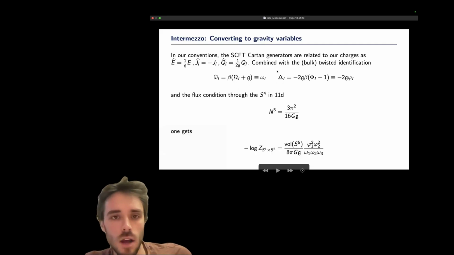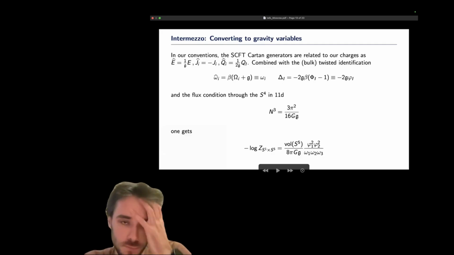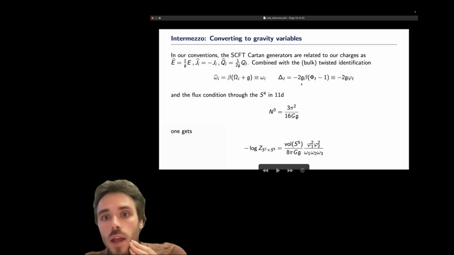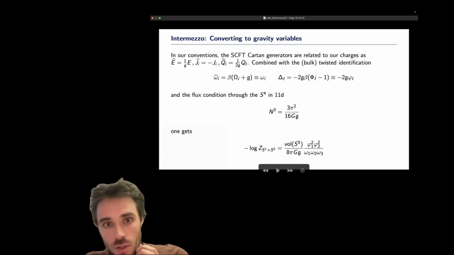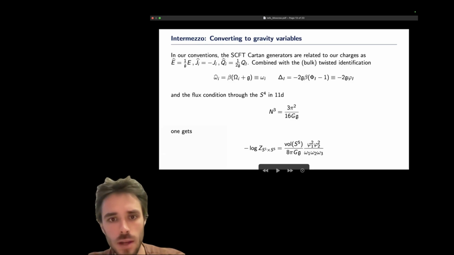And you take the field theory fugacity delta, and it is related to what we already computed, beta and phi, in this simple fashion. Let's give them names. Let's give them omega without a hat, which is now a gravity variable, and varphi, which is also a gravity variable. So these are my important gravity variables.